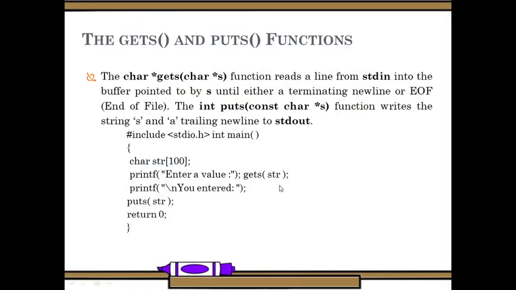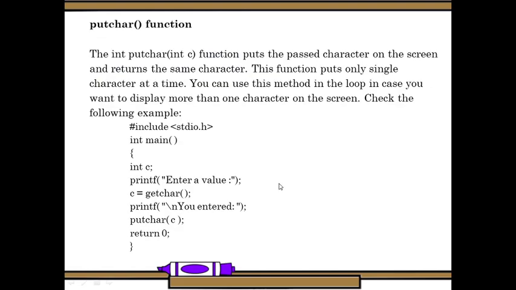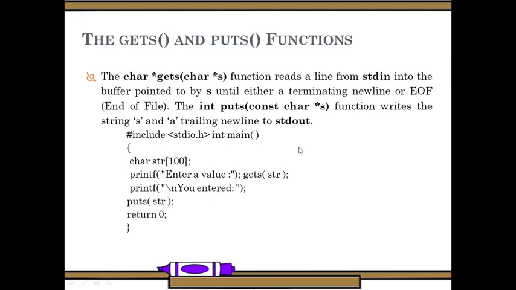Hope you understood how getChar and putChar display. Next we are using getS and putS. getS and putS are for strings. Here, the function reads the line from the standard input into the buffer, until either terminated with the new line or an end of file.